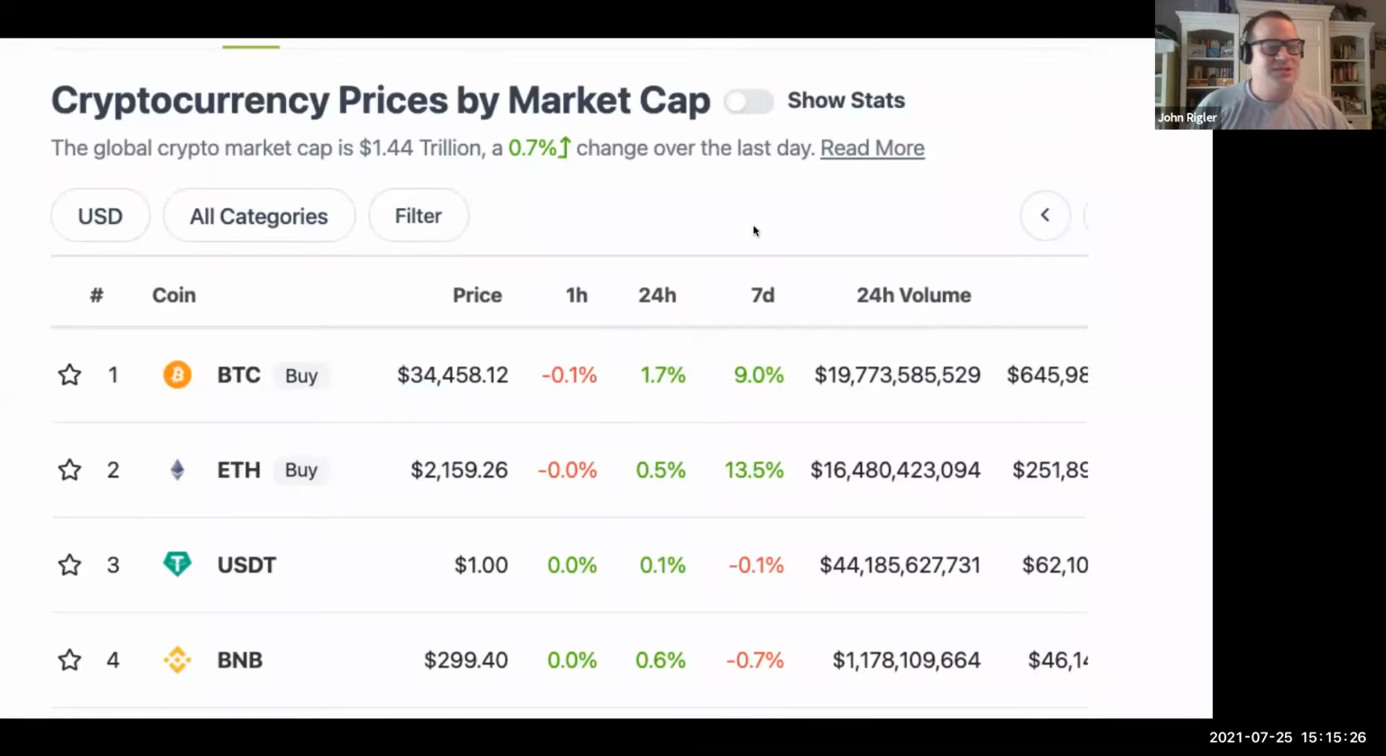So this is from a site called CoinGecko, and it just shows you the scale of what we're dealing with, right? It shows you the price of Bitcoin. So for one Bitcoin, it's $34,000. Now you don't have to buy a whole Bitcoin.